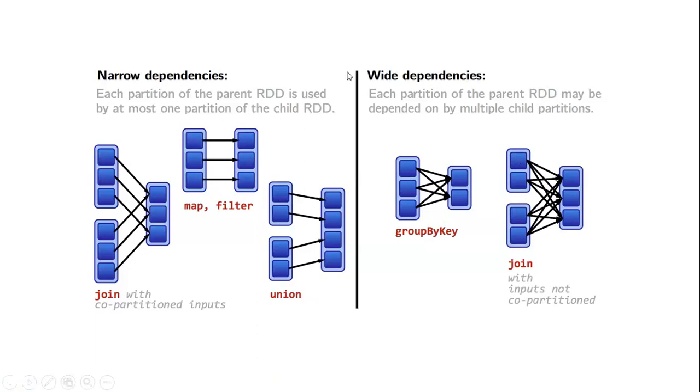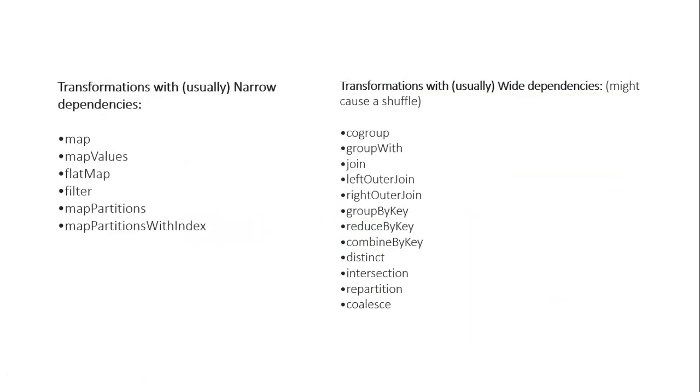And here I have listed, let me just give you this list first. Usually these transformations have narrow dependencies. So these are map, flat map, filter, and so on. These transformations have wide dependencies, and you can see here left outer join, right outer join, that kind of stuff.